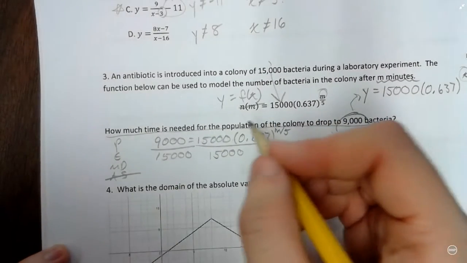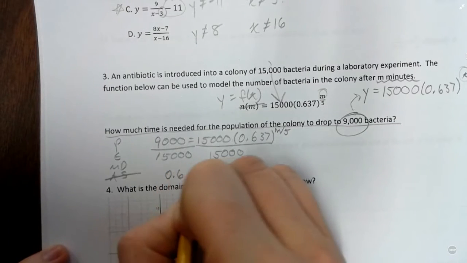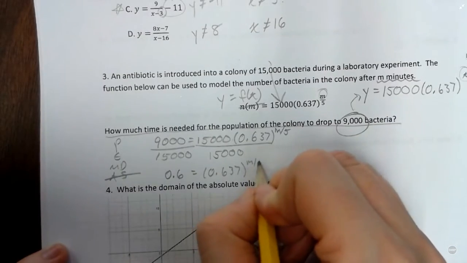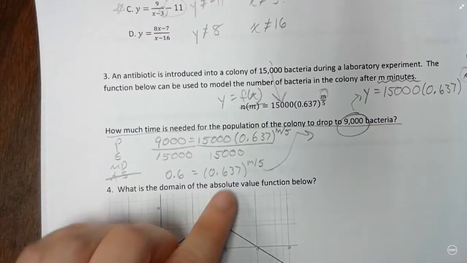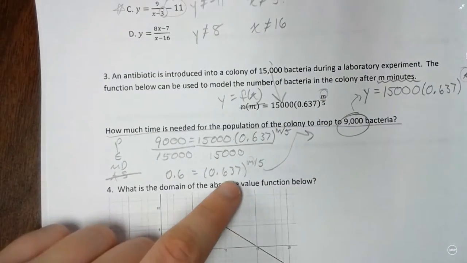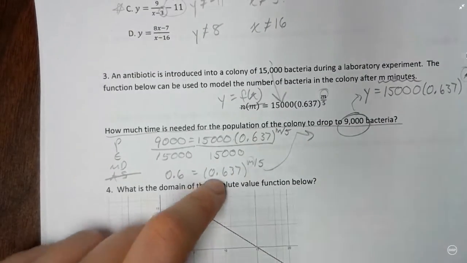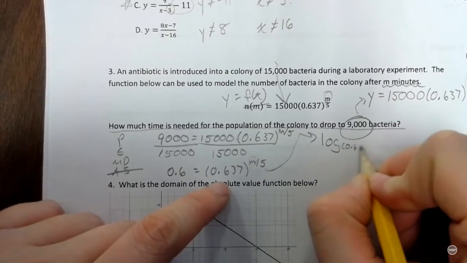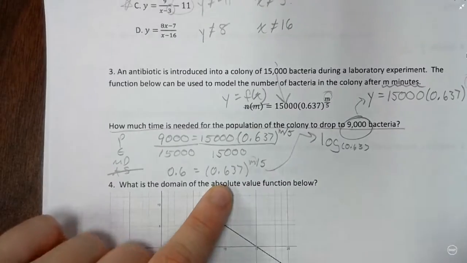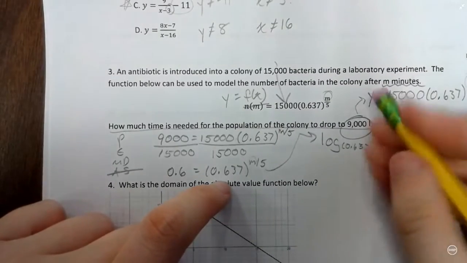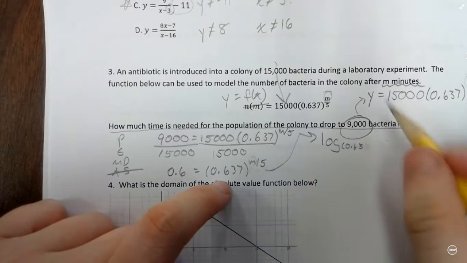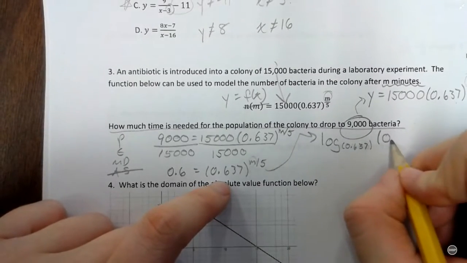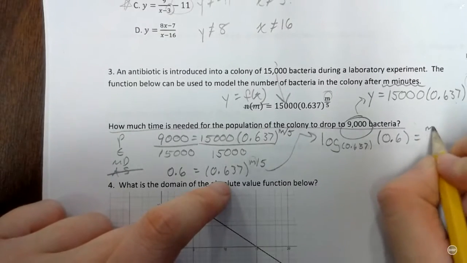So, and it's 3/5, which is 0.6. Okay, so there. And then when my variable is up here in the exponent, I need to turn this into a logarithm. So I have log base 0.637 of 0.6 equals m over 5.